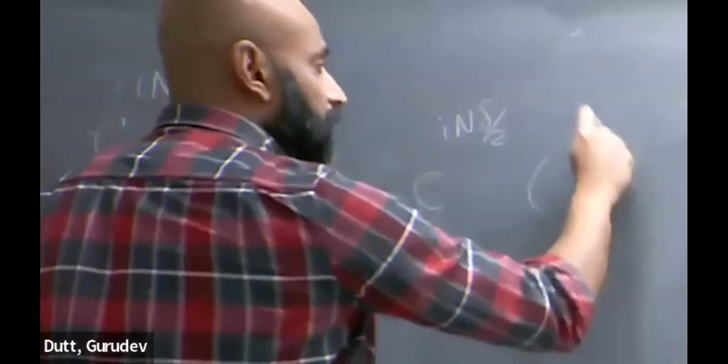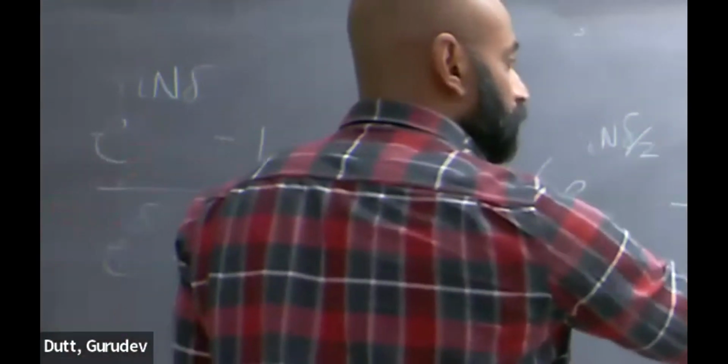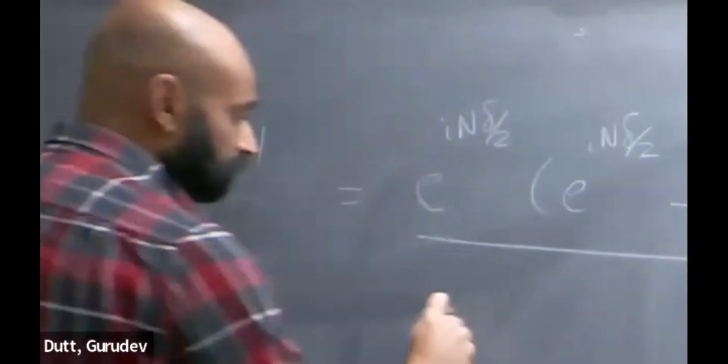This is a common trick. It's useful to see it once. So I have e to the i n delta minus 1 divided by e to the i delta minus 1. Okay. So what I do is in the numerator, I take out e to the i n delta over 2. I'm left with e to the i n delta over 2 minus e to the minus i n delta over 2. And in the denominator, I do the same thing.